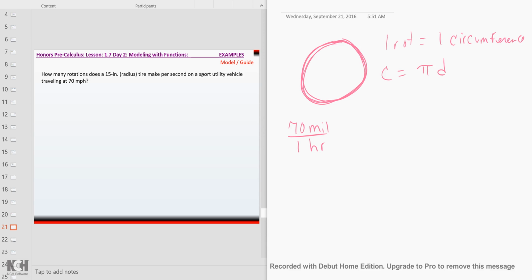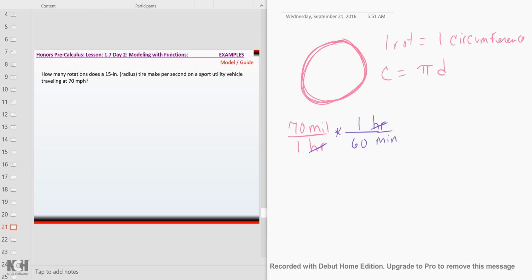The first thing I'm going to do is focus on time. We're going to have to convert both, so I'm just going to get rid of my time first. If I want to get rid of hours, I put it on top. I ultimately want to go to seconds, but I'm going to have to go from hours to minutes first. There are 60 minutes in 1 hour. The hours would cancel. That's going to put me in miles per minute.